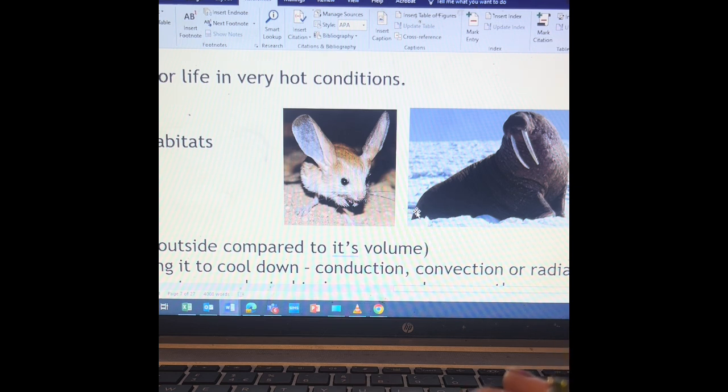When we talk about their surface area, this one obviously covers a huge surface area, right? Because it could have little ears, but it doesn't, they're massive. This one doesn't have many adaptations to make it larger, to cover a larger surface area.